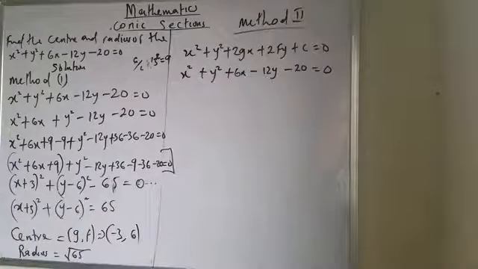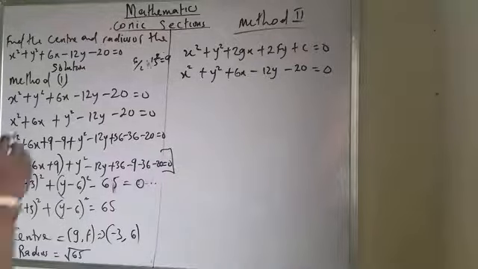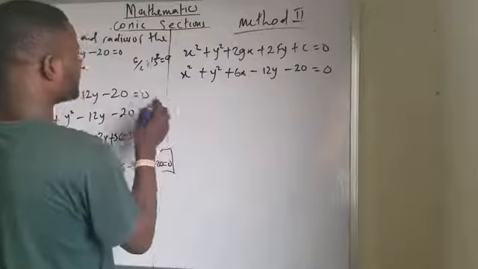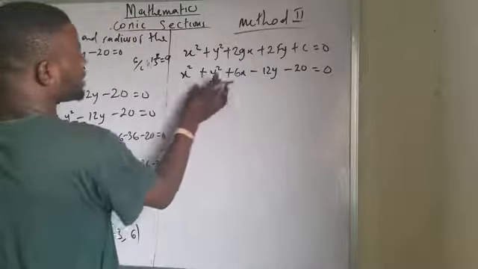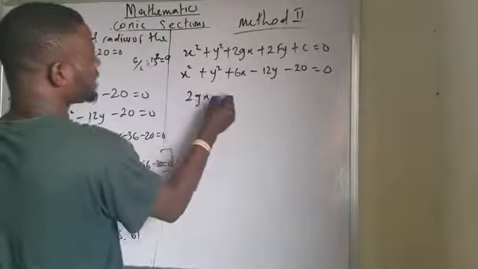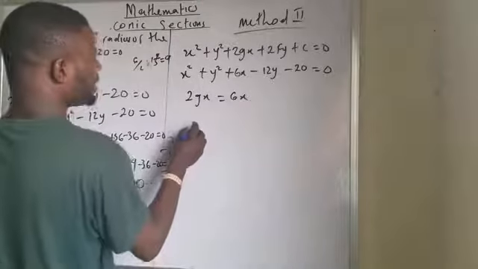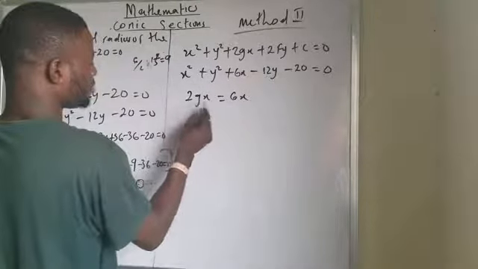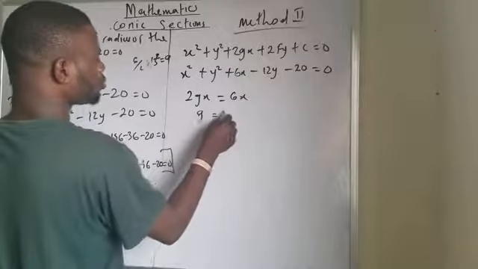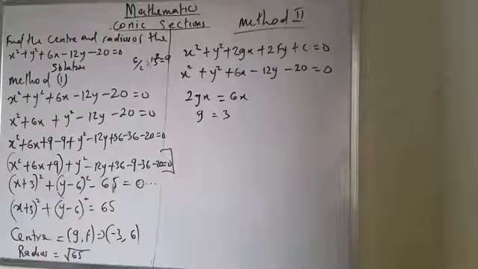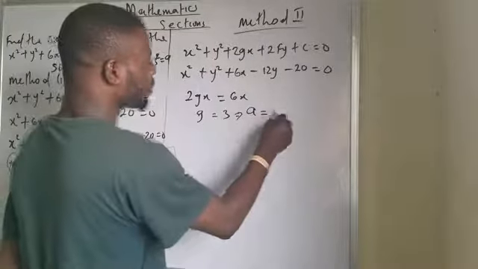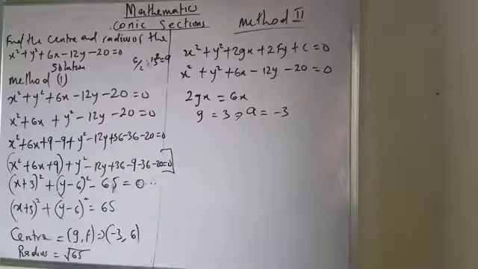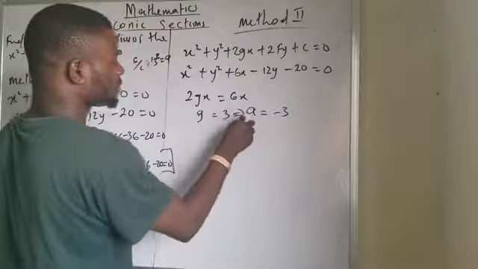We all know that, what can we do at this point? When we compare, 2g of x equals 6x. Now, my g equals 3. My g equals 3. Since I know my g equals 3, it means my a equals minus 3. Please don't forget that. It's very, very important. My a equals minus 3.